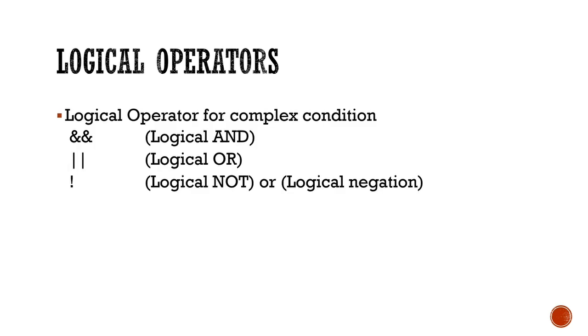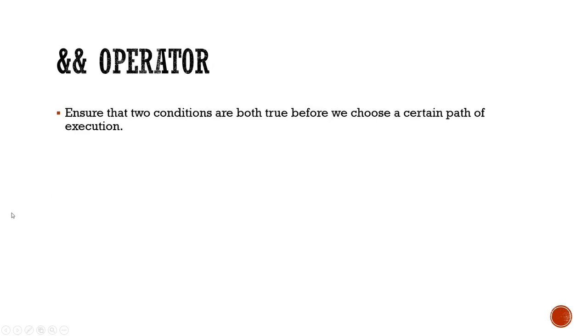Now we also have logical operators for complex conditions. You have the logical AND, two ampersands; logical OR, two bars; and logical NOT or logical negation, the exclamation symbol, which we call the NOT operator. The AND operator ensures that two conditions are both true before we choose a certain path of execution. If only one statement is true, it will not execute the remaining condition or the remaining output.